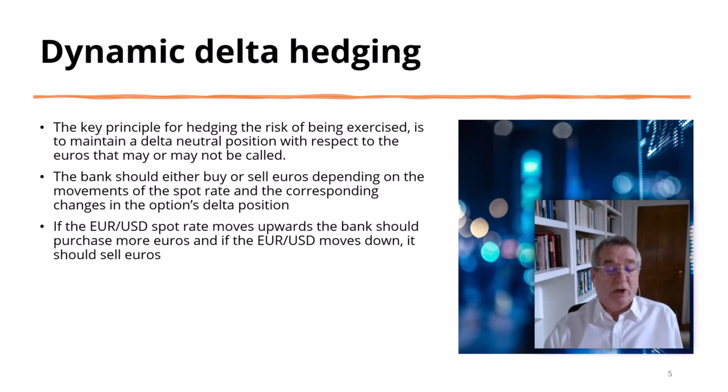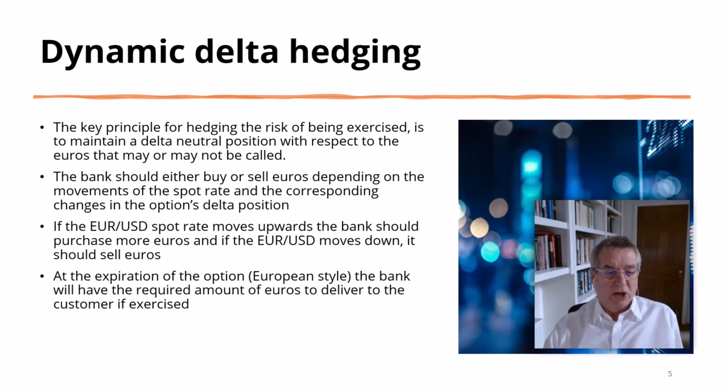And this is why it's known as dynamic delta hedging, because it's an ongoing process making an adjustment to the overall position that the seller has, the bank has, on a day-to-day basis by adjusting the amount of euros that it holds in case, let's say, that the option ends up in the money and the client decides to exercise. At expiration, the bank will then have the required amount of euros based on this dynamic delta hedging exercise to deliver to the customer if exercised.